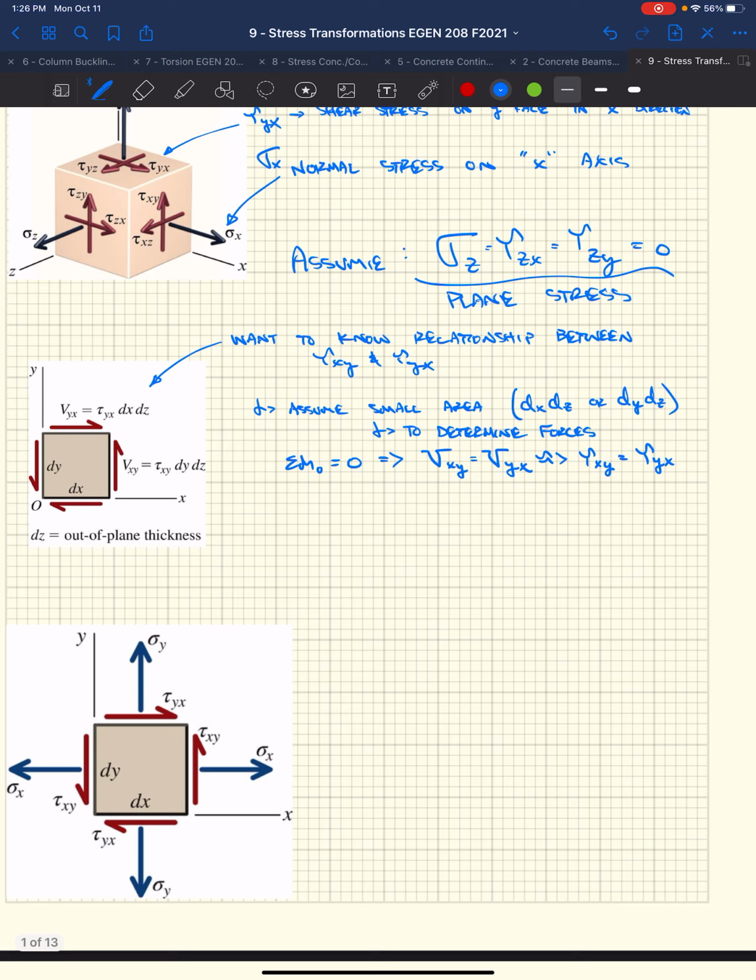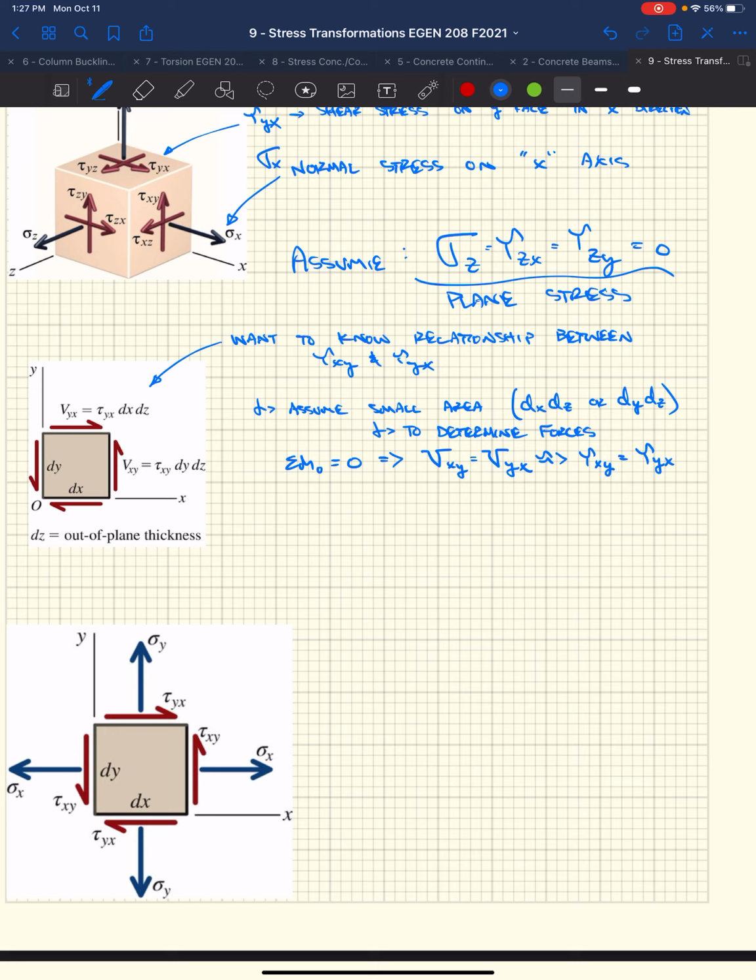Okay. Now that we've established that, we're going to be dealing with plane stress. We're going to be looking at a stress block that has no stresses on the z faces, no normal stress, no shear stress. All of these stresses are 0. That simplifies things. And we've also established that once we can figure out one of these shear stresses, we know all the shear stresses that act on the block. They're all in relative direction based on this, okay?